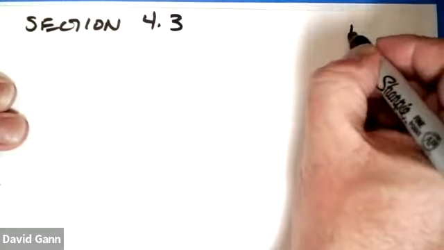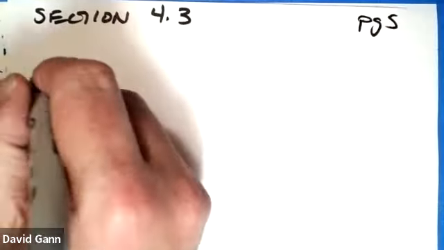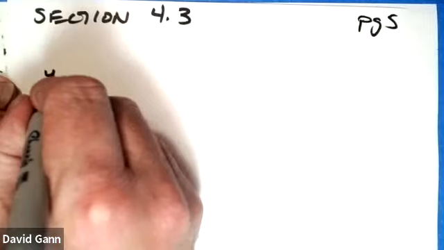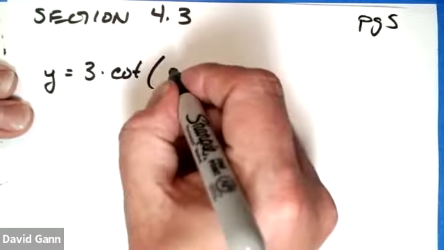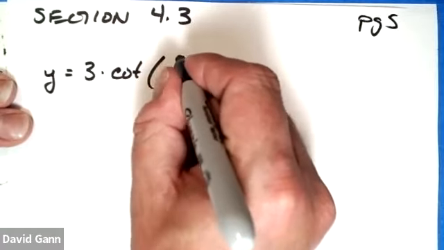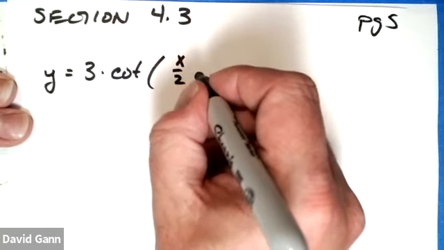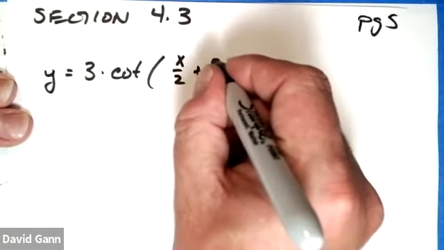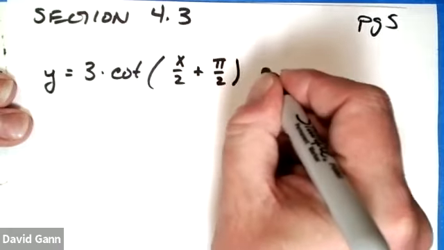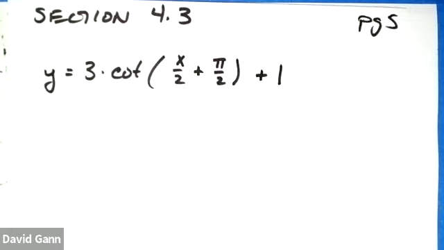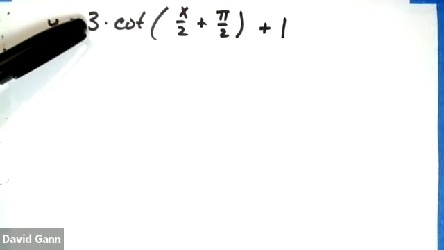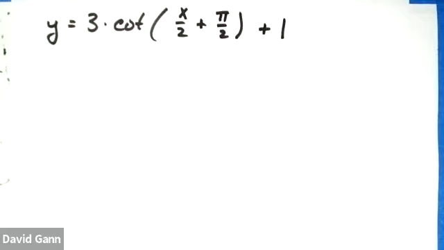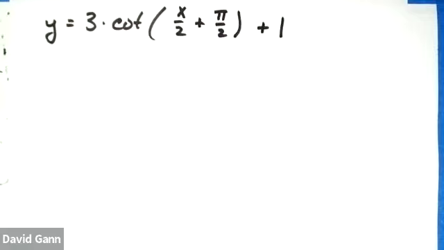So 4.3, I believe we're now on page 5. Let's start with an equation. How about y equal to 3 times cotangent of, let's make it x over 2 plus pi over 2, and then plus 1. Okay, so unlike sine and cosine, we have to be really cognizant of the sign on the A value. If it's negative, there really is something that substantively happens. But since this is positive, no big deal.